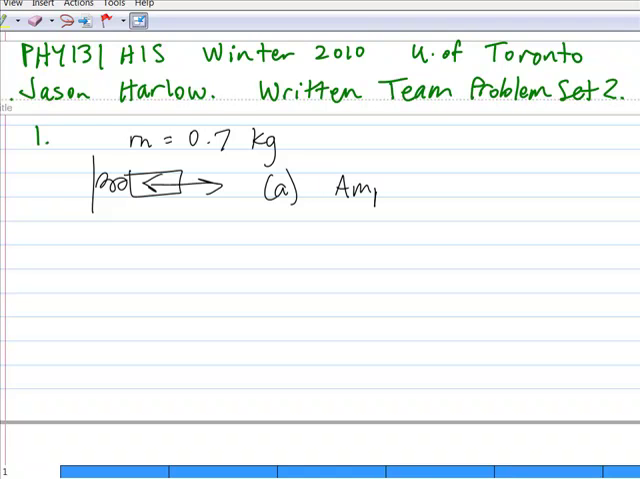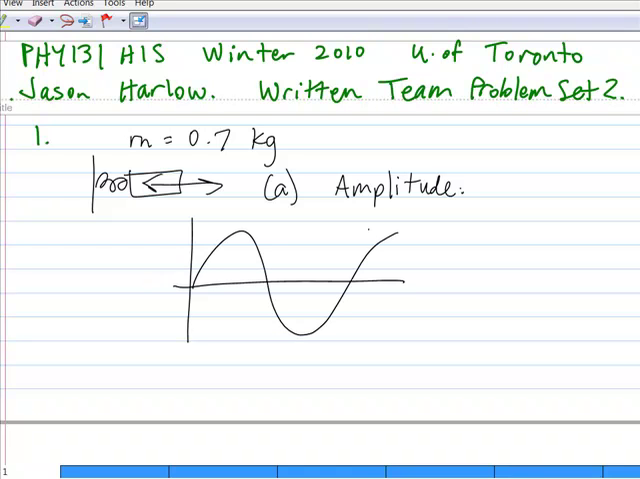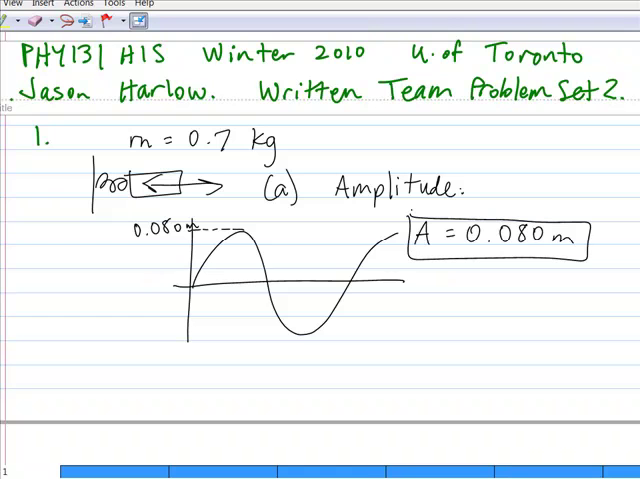So we're just going to look at the graph. Here's the graph. It goes something like this, and the top of the motion, this is sometimes called the semi-amplitude because it's halfway from the crest to the trough, but we call it the amplitude, 0.080 meters. So A equals 0.080 meters. That's that done.